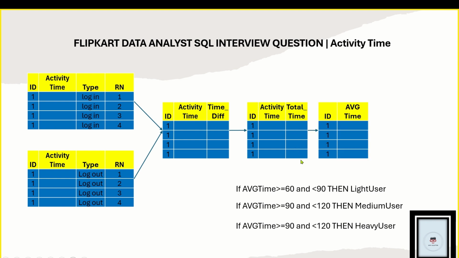Next, based on this you have to find the average time for a user. For every day you will have the time spent, and for one ID you will have only one average time, and based on the average time you follow this logic. I hope you are clear with the approach and also the rules. Now let's go back to SQL Server Studio and see how to solve this using SQL.